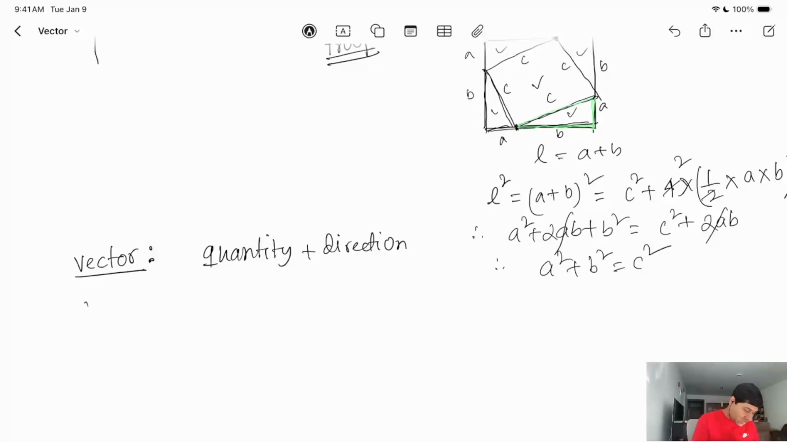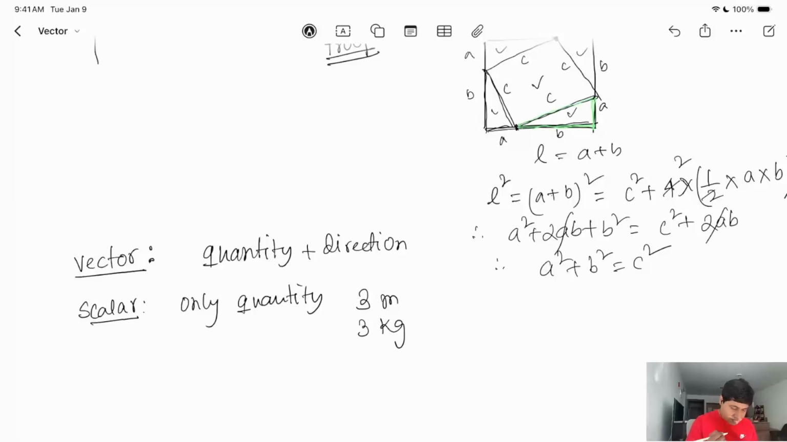So a scalar is only a quantity. There is no direction associated with it. You can think of, like, 3. 3 is just a number. You can say 3 meters or 3 kilograms or anything like that.